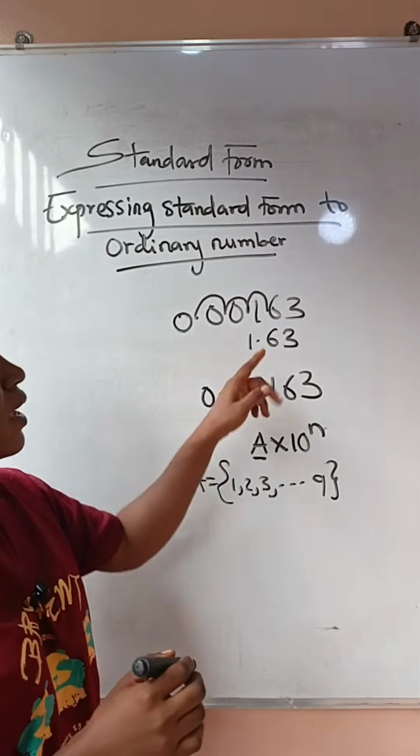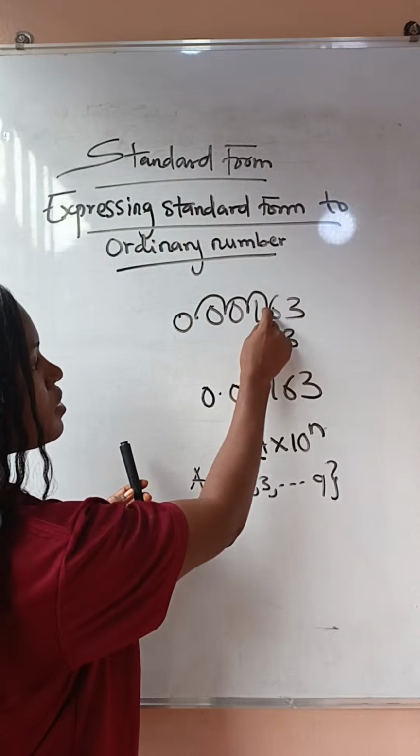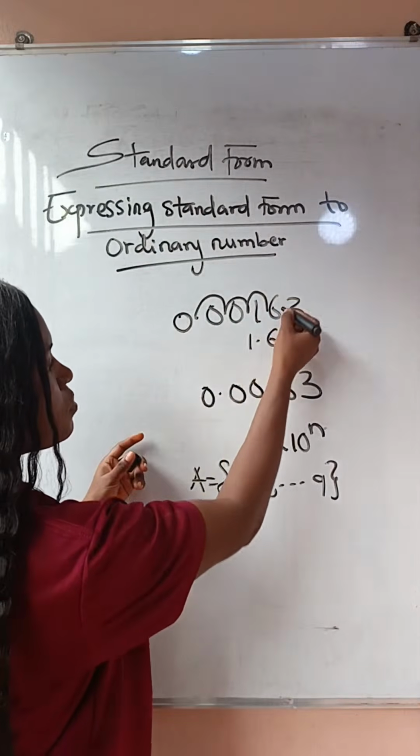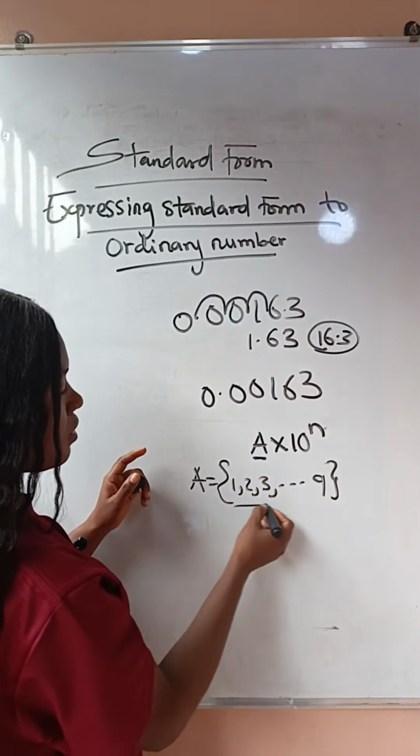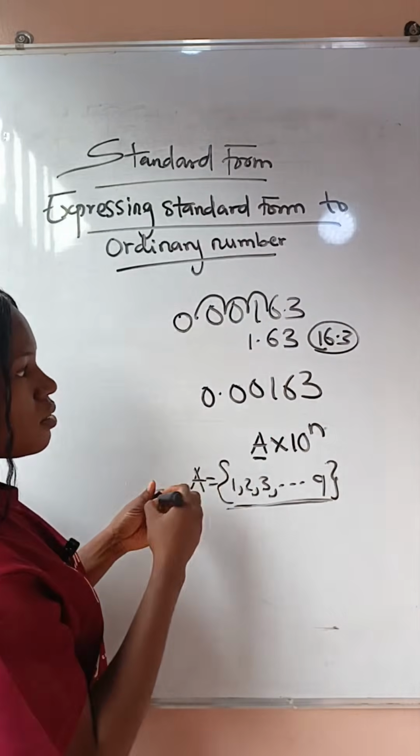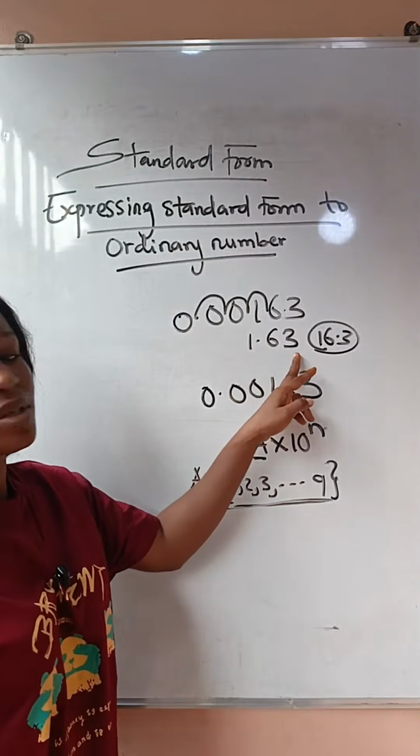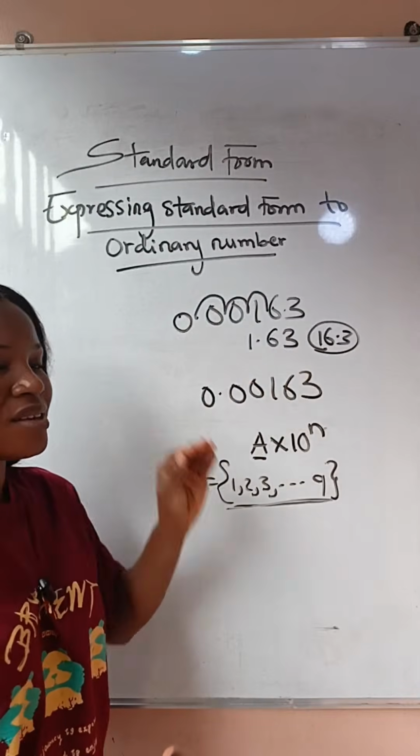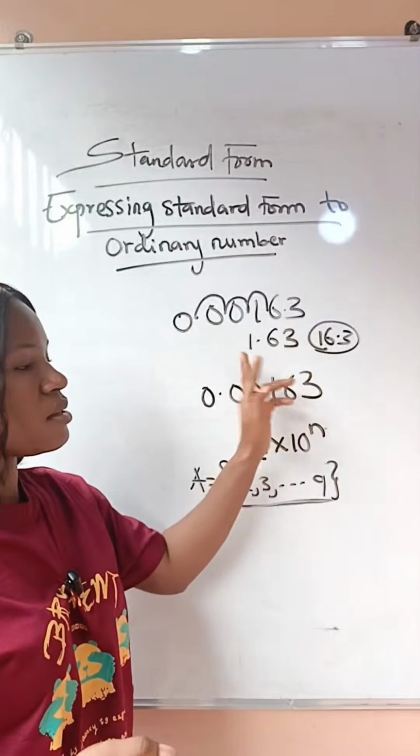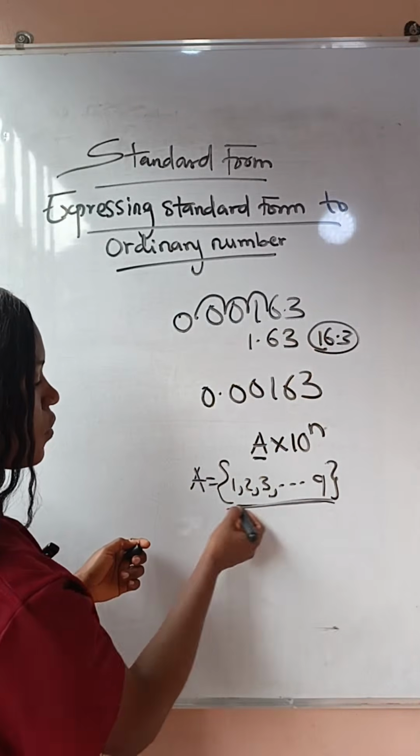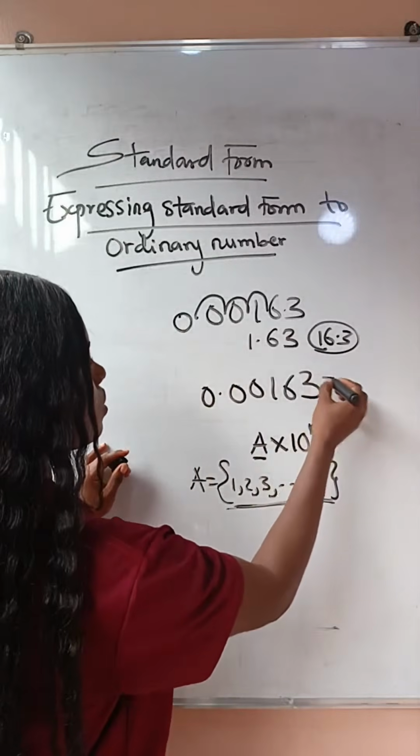Now remember that we cannot go beyond this position, because if we decide to shift this decimal point to this place, we will now have 16.3, and 16.3 is bigger than these numbers here. So it cannot be used as a. That is why we must stop at 1.63, and 1.63 is a little bit lesser than 2. If you approximate this, you get 2. So it is within the range of our a. So that way our a now will be what?